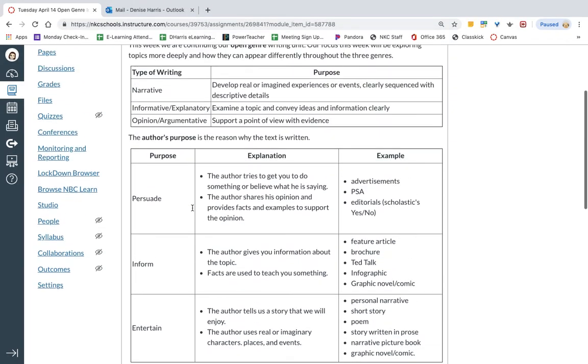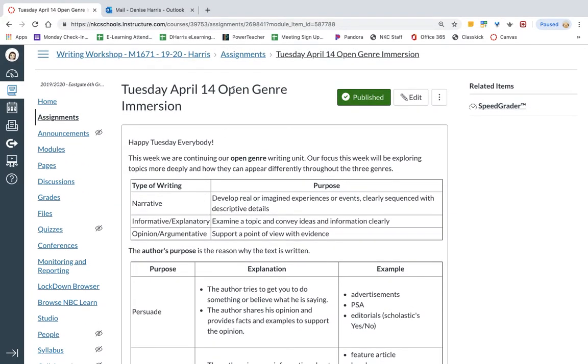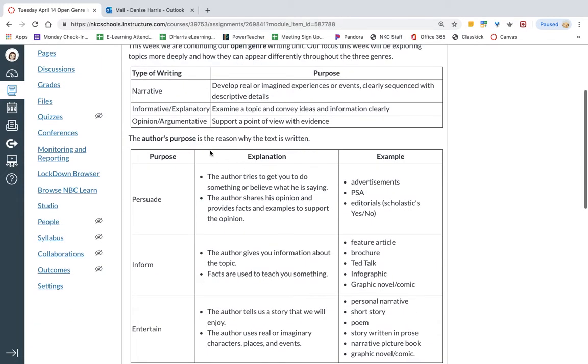Hey writers, today you're going to be looking at open genre immersion again, but we are going to be looking specifically at the author's purpose and why this text is written. So just to review, last week we started looking at narrative and you wrote a short narrative, some informational and explanatory writing, and then we had opinion and argumentative. You dabbled in all of these last week. So now we're going to be looking at what is the author's purpose.